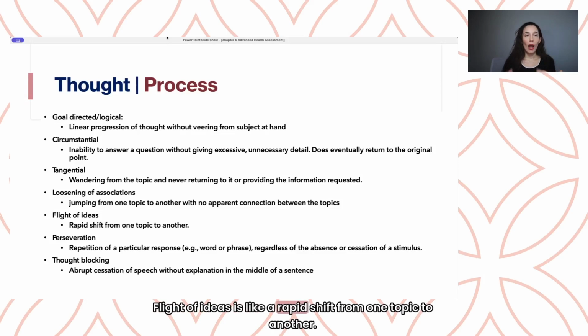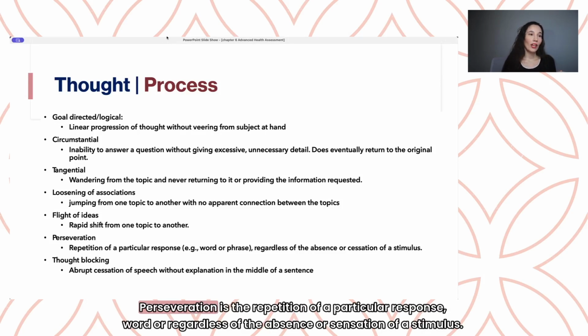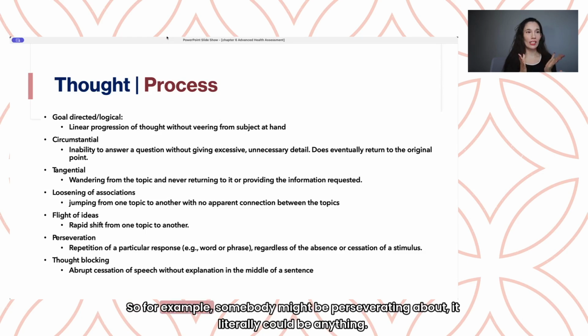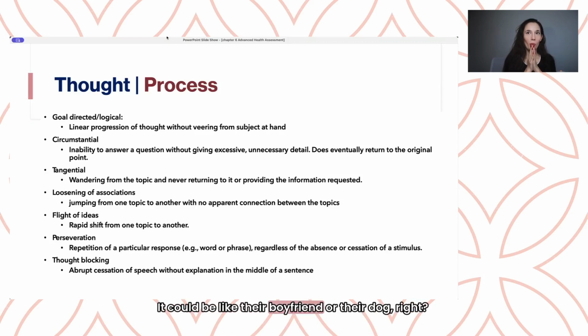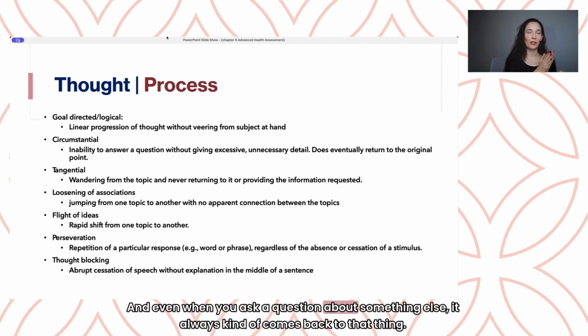Flight of ideas is like a rapid shift from one topic to another. Perseveration is the repetition of a particular response, word, or phrase, regardless of the absence or sensation of a stimulus. So, for example, somebody might be perseverating about, it literally could be anything. It could be like their boyfriend or their dog, right? They just can't stop talking about it. And even when you ask a question about something else, it always kind of comes back to that thing.